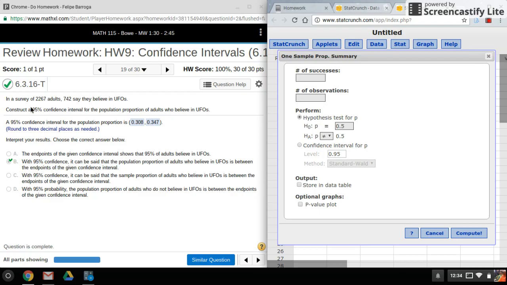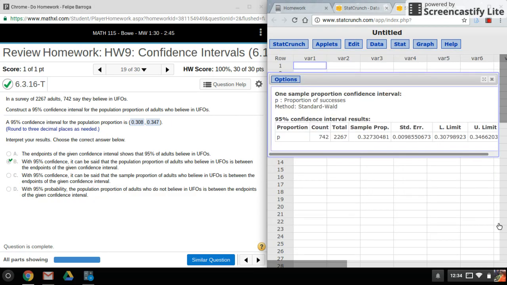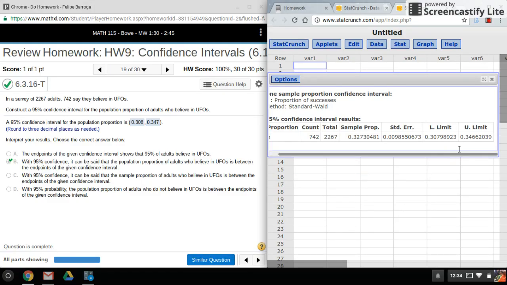Now the number of observations is going to be the total sample size. In this case, I got 2267. And the number of successes they give us, which is nice, is 742. And we want a confidence interval. In this case, we want 95%, so make sure you check confidence interval, convert 95% to a decimal, and then click on Compute. This stuff you can leave alone, don't worry about that. And here we go. Here is the lower limit and the upper limit.